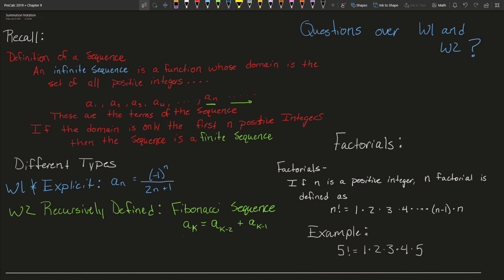A recursively defined sequence is a little bit different. A recursively defined sequence is a sequence in which every term is dependent on terms before it. So a great example of that is the Fibonacci sequence. That says that every term, the kth term, is the sum of the 2 terms before it. So the kth term is the (k minus 2) term plus the (k minus 1) term. And I get that can be confusing at times. We'll go over a couple of examples of that.